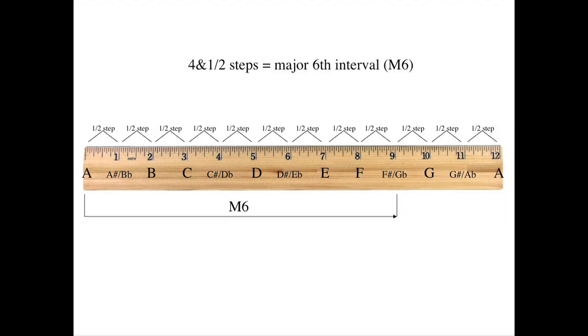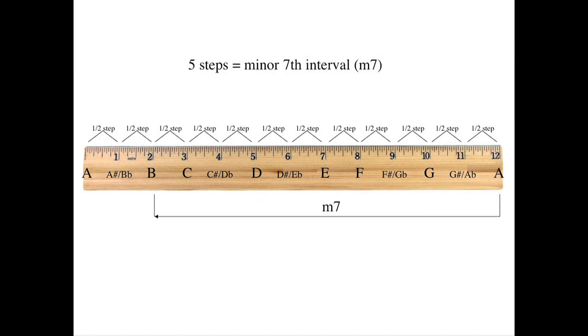Next interval, major sixth. It's 4.5 steps. You start at A, you go up a major sixth, you land at F sharp. You start at A and go down a major sixth, you land at C. Next interval, minor seventh. A minor seventh is 5 steps. If you start at A and you go up a minor seventh, you land at G. You start at A and go down a minor seventh, you land at B.